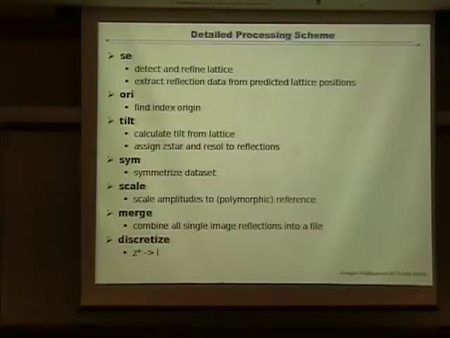So I have several slides that explain this in much more detail, so I just want to go through the steps. So you have a search and extract where you detect and refine the lattice and extract the reflection data from all the predicted lattice positions. Then we need to find the index origin, because as you see before, the CCD beam stop is just somewhere. It's not a Fourier transform of an image, so you don't know where it is. You need to find it.